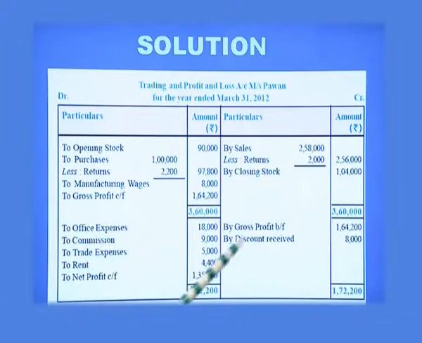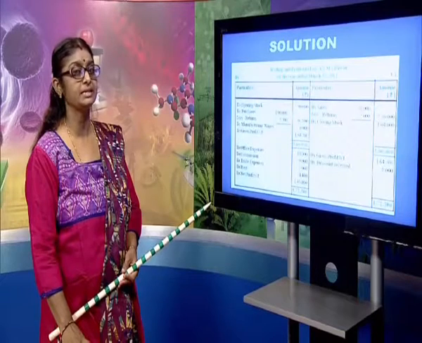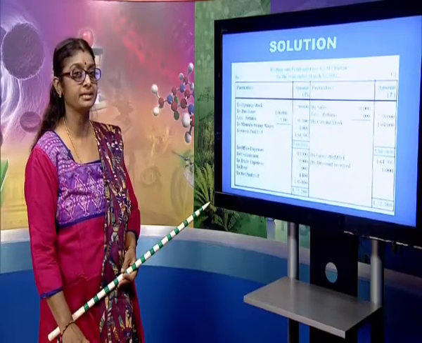And gross profit is brought forward or brought down on the credit side of the profit and loss account. And office expenses, commission, trade expenses and rent will be coming on the debit side of the profit and loss account. And discount received is coming on the credit side of the profit and loss account. It is an income, that is why I have written on the credit side.